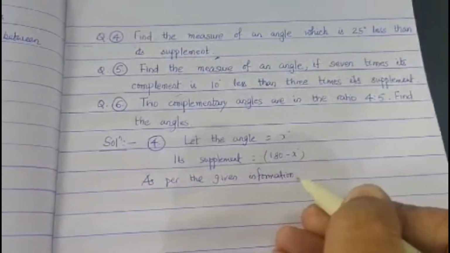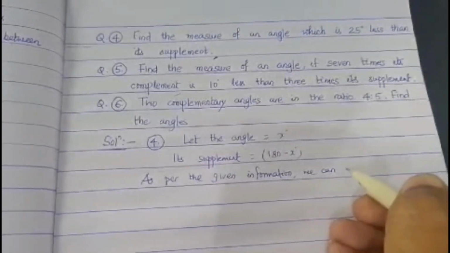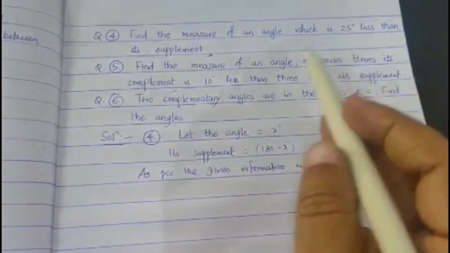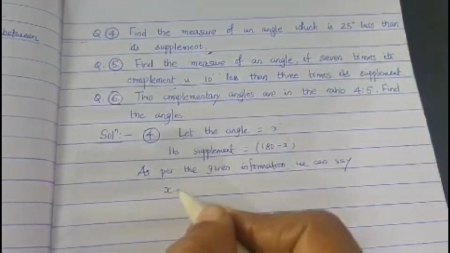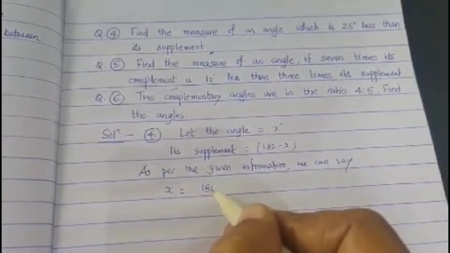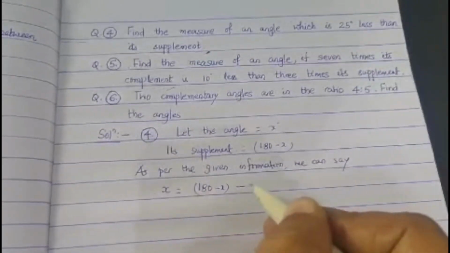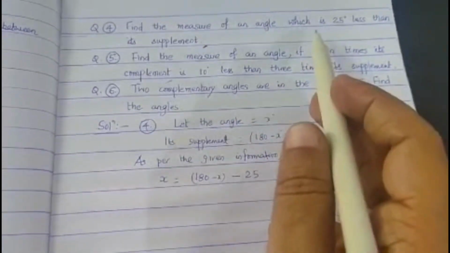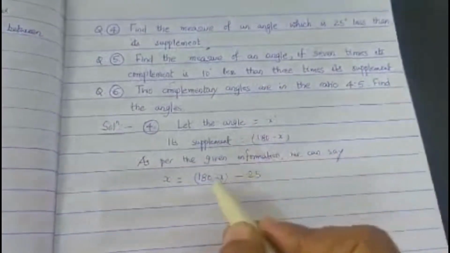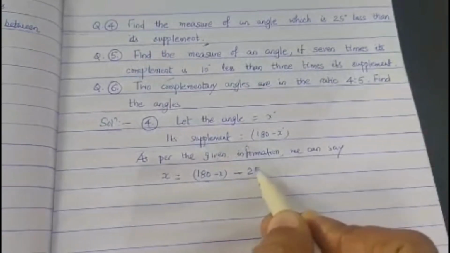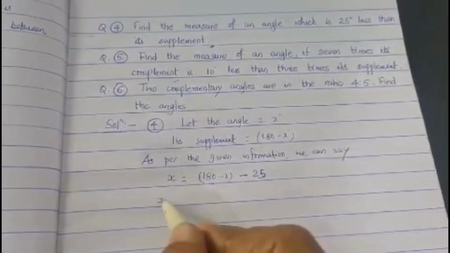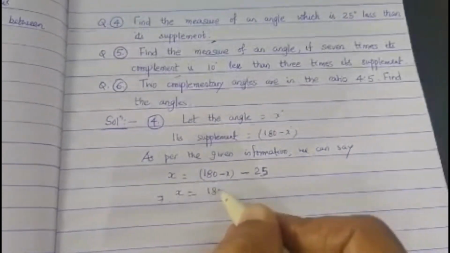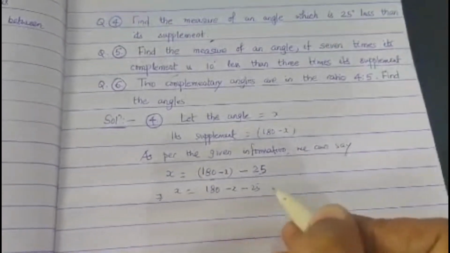Now as per the given information, we can say that the measure of an angle which is 25 degree less than its supplement: x is equal to its supplement, 180 minus x, minus 25. This is what has been provided here. It is 25 degree less than its supplement. So its supplement is this, and less than means minus 25. So we have to solve this one. So basically x equals 180 minus x minus 25.